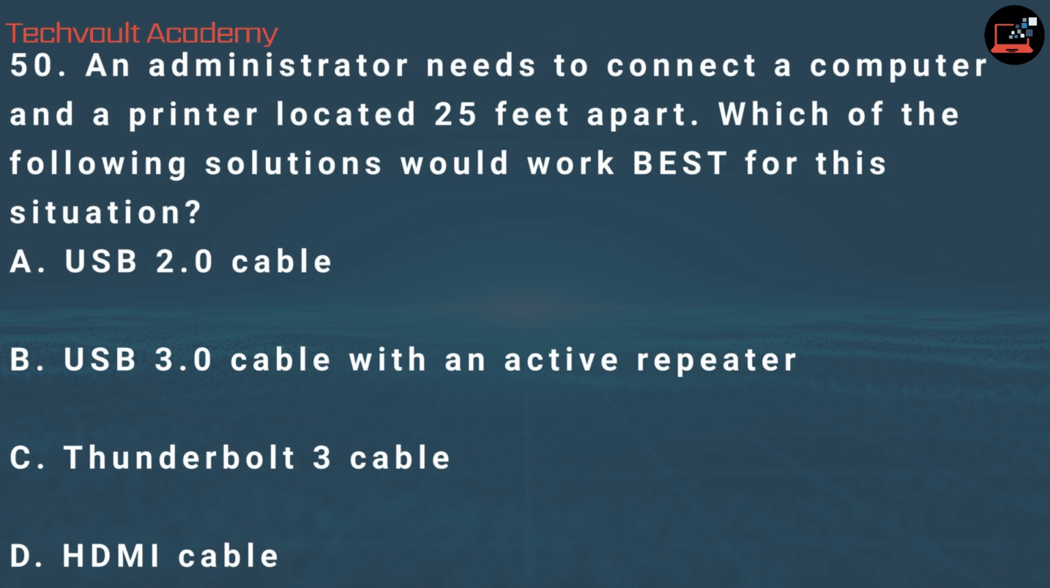50. An administrator needs to connect a computer and a printer located 25 feet apart. Which of the following solutions would work best for this situation? A, USB 2.0 cable. B, USB 3.0 cable with an active repeater. C, Thunderbolt 3 cable. D, HDMI cable.